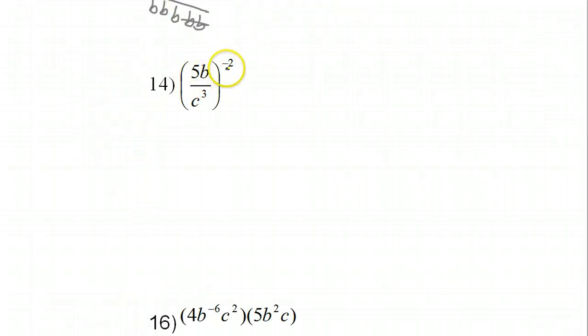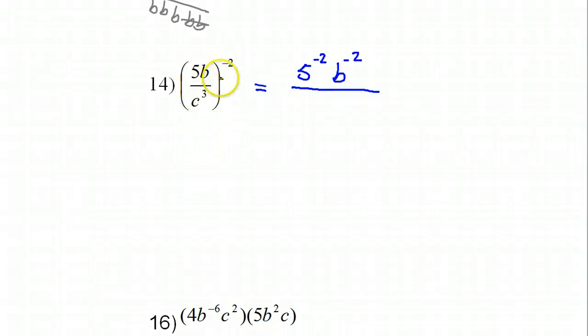Number 14. I'm going to take this power of negative 2 and stick it on these three things. So for a moment, I will have 5 to the negative 2 power. And then I will have b to the negative 2 power. And here I'm going to multiply these 3 times negative 2. So I will have c to the negative 6 power.